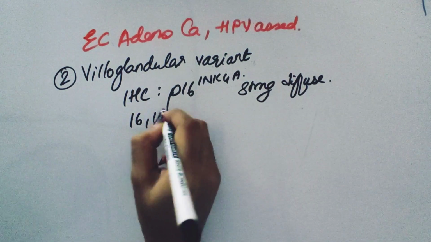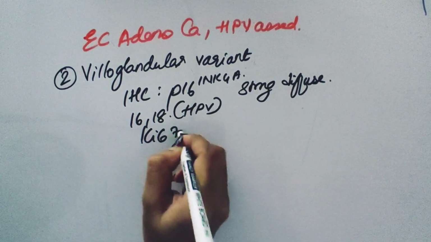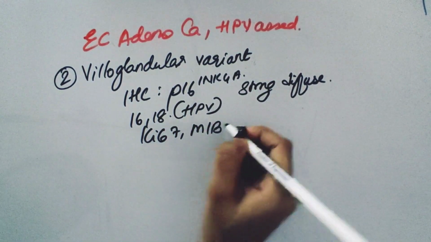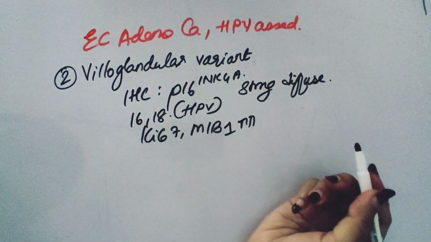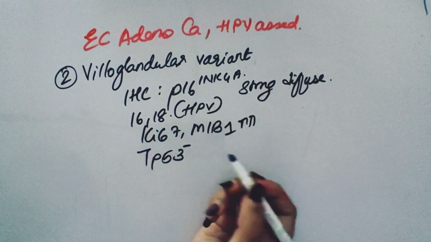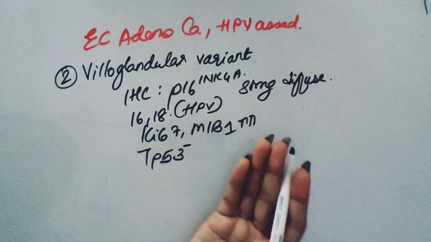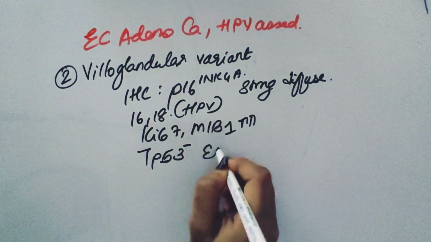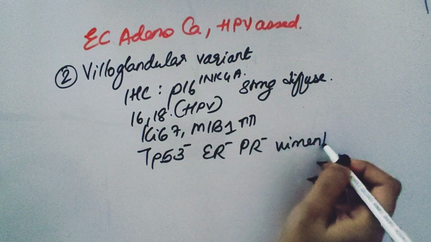If you do, you will get 16 and 18 in HPV testing, and then you will have the Ki67 or MIB1 index, which will be high, obviously more. And then you will have TP53 negative, whereas P53 mutation is there in endometrial carcinoma, and ER/PR will be negative and Vimentin will be negative.